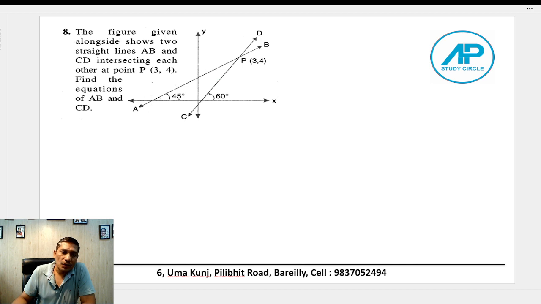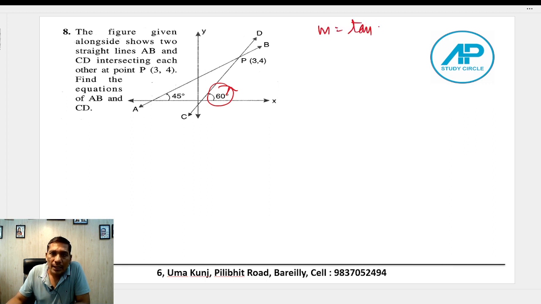Right. So this question, generally the board gives you questions with diagrams on it. So we should put focus on such kinds of diagrams. It's a very easy question. You see here, we have this line AB and line CD. Line CD has an inclination of 60 degrees with the x-axis in the anti-clockwise direction. So m equals tan theta, or m equals tan 60, or m equals root 3.